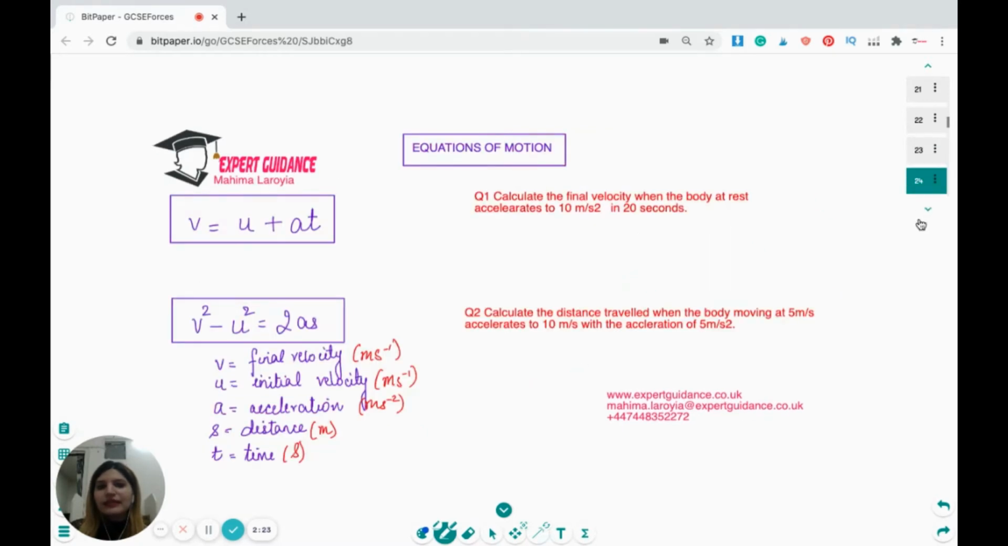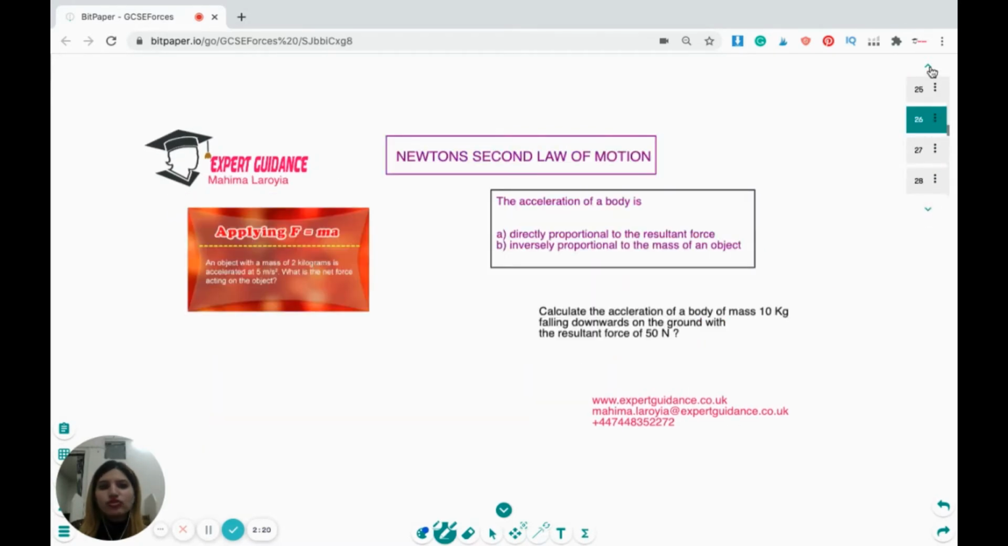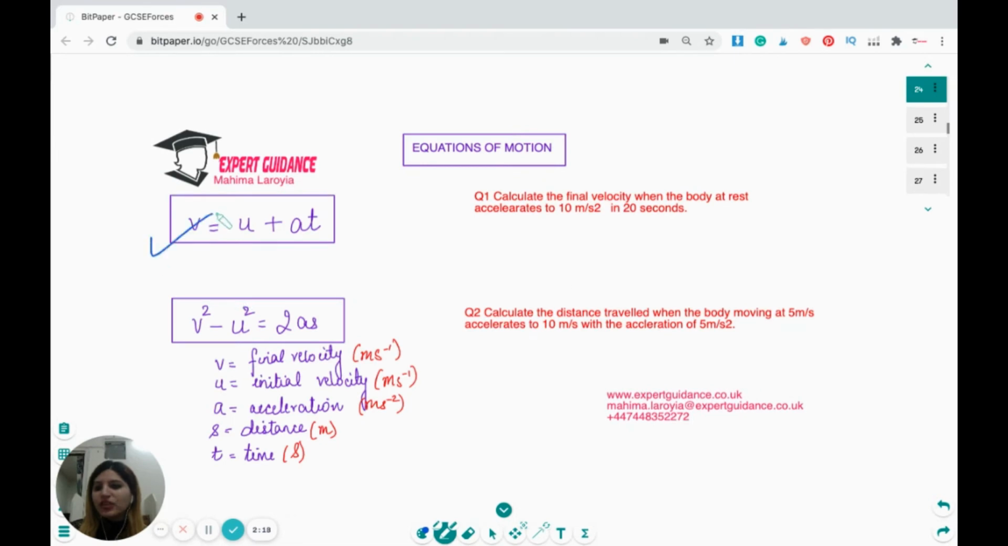Okay, now let us see the equations of motion. Now, there are two equations of motion. v equals u plus at. v stands for final velocity, u stands for initial velocity, a stands for acceleration, t stands for time. You can use this equation if you have any three of these things and you are asked to find the fourth, which is unknown. Or if they give you just the final velocity, initial velocity, acceleration and distance but no time, then we can use another equation, which is v squared minus u squared equals 2as.